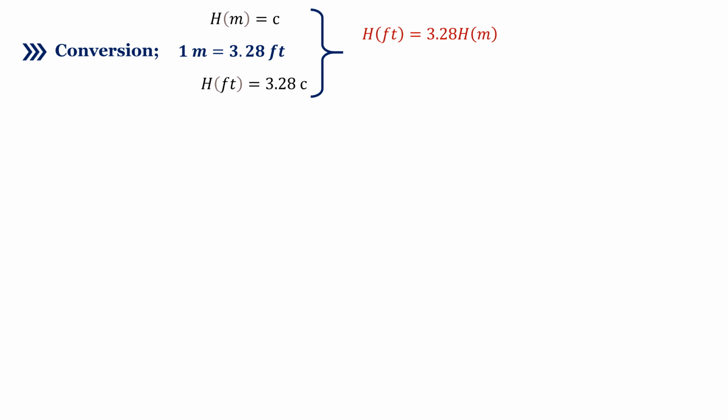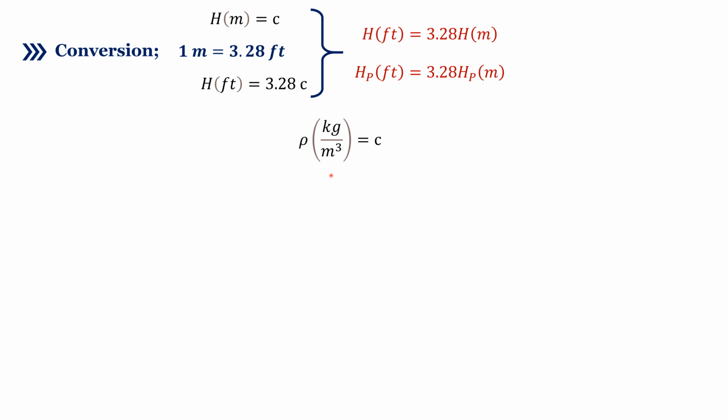Now simply we will assume h in meter equal to some constant C. Now convert this C meter into feet. We know 1 meter equals 3.28 feet. So h in feet will become equal to 3.28 C, and out of these two equations we get h in feet equal to 3.28 h in meter, and in the same way we can estimate hp in feet equal to 3.28 hp in meter.